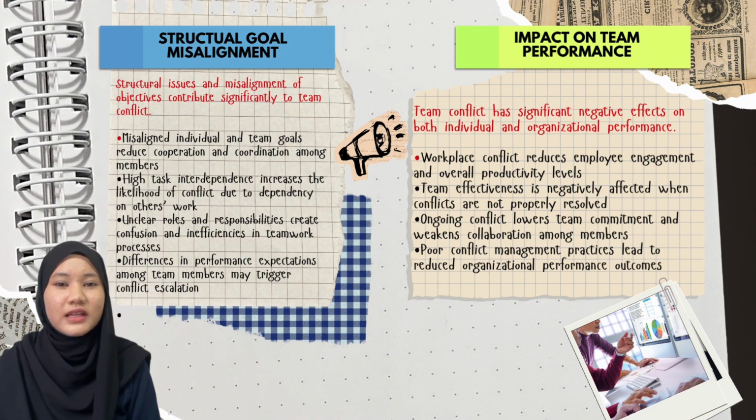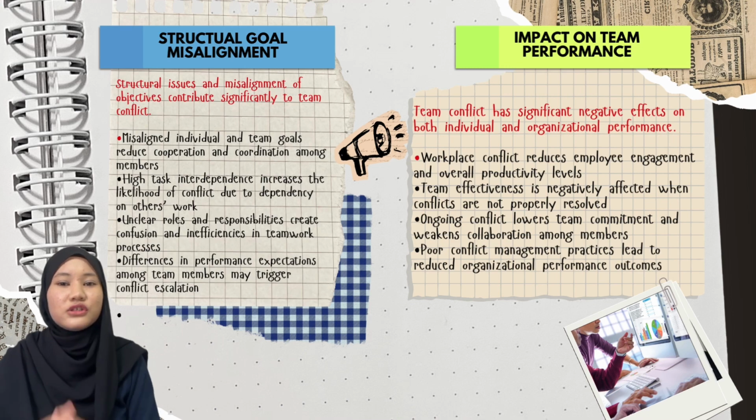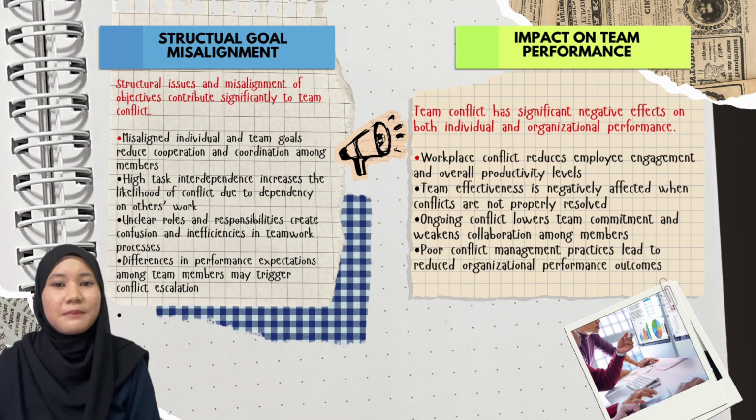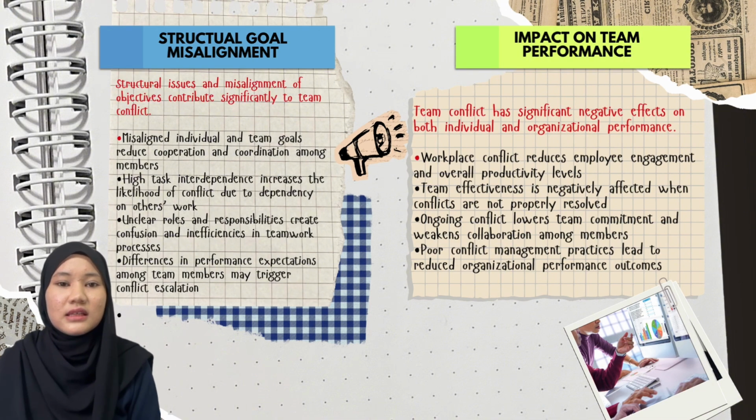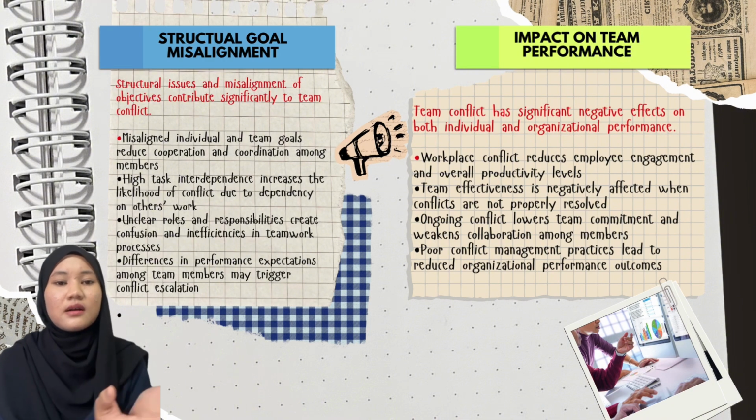The third issue identified is structure and goals misalignment. Based on the journal review, conflict often arises when team members do not share the same goals or expectations. Misalignment between individual goals and team objectives can reduce cooperation and coordination among members. In addition, high task interdependence increases the risk of conflict because team members depend on one another to complete their work. Any delay or mistake by one member may affect the performance of others.